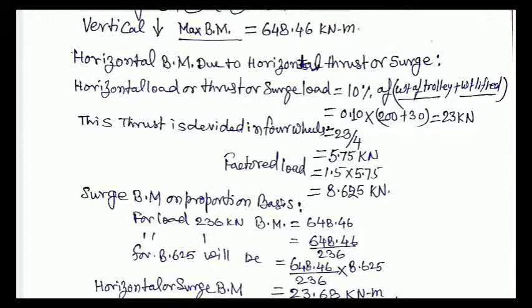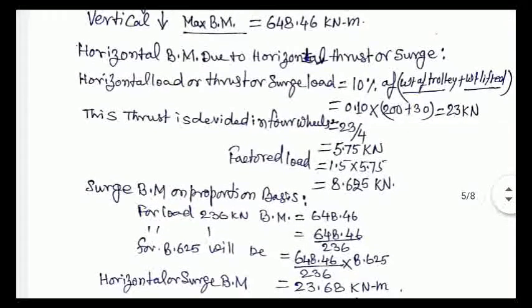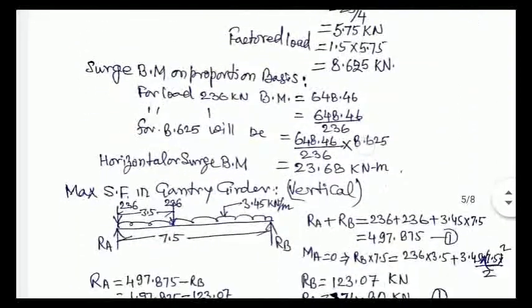So the per wheel load comes out to be 5.75, and now factor this. On factoring it, it comes out to be 8.625 kilonewton. So for the surge bending moment, we find this moment on a proportion basis. You can see the proportions.